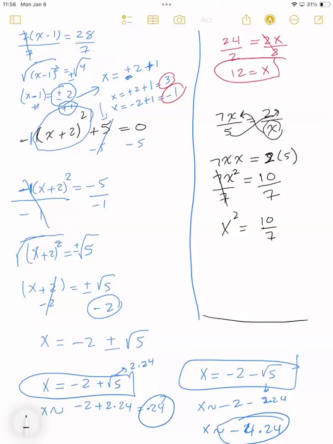I want to get rid of the exponent. I put a radical here and a radical here, but the side that is a number, you have to put positive and negative radical. So this is x, and the answer is positive negative square root of 10 over 7. And if you want to find an estimation to your answer, put this inside a calculator to get an answer. So I stop here.